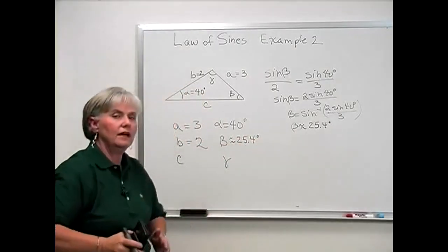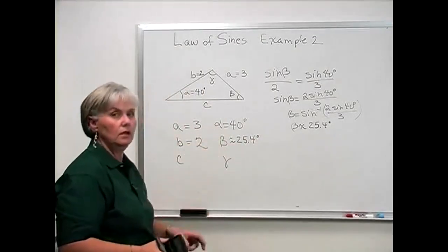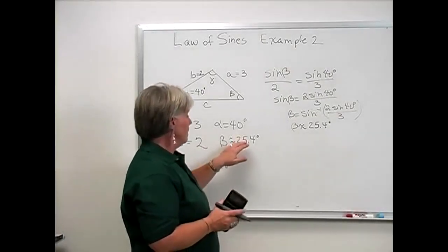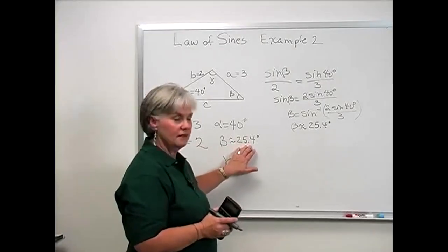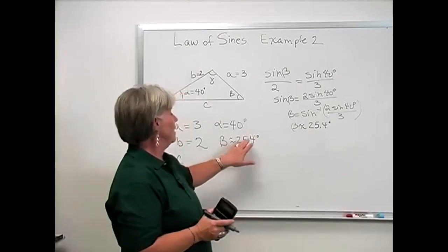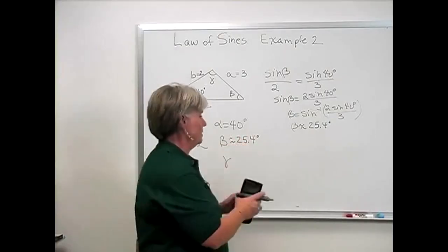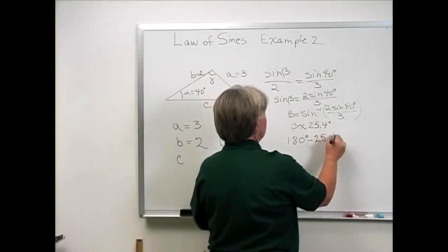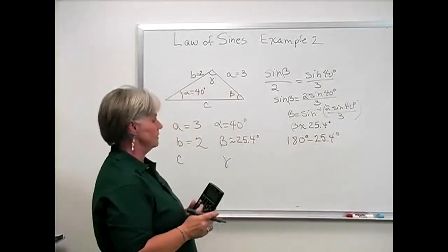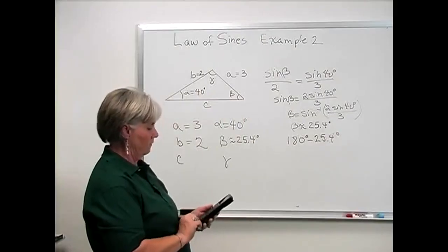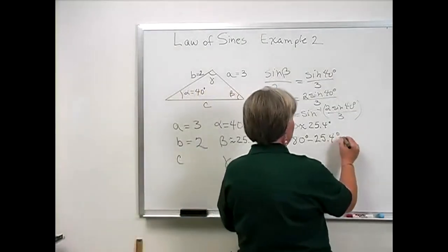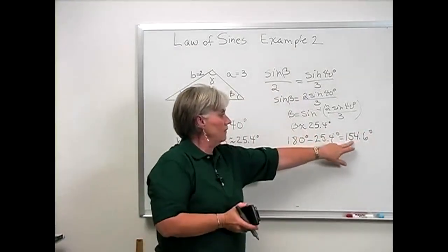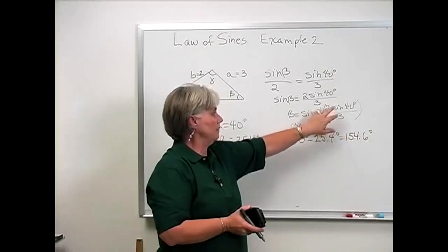So the question is, how do I know if there's one triangle, just this one, or if there's two triangles? Okay, so here's what you do. Remember that the sine of 25.4 degrees is the same as the sine of the supplement to 25.4 degrees. So if I find the supplement of 25.4 degrees, all right, so we have 180 minus 25.4. That's 154.6 degrees. So the sine of 154.6 degrees is this same number in here.